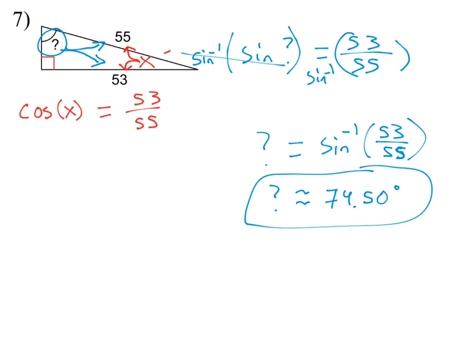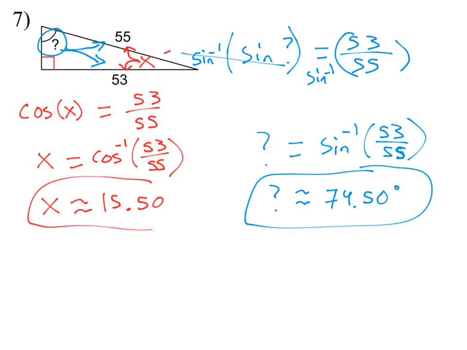If you want to get that x value, again, we're going to do inverse cosine. So x is going to be the inverse cosine of 53 over 55. And you can plug that in your calculator and get that approximate value. Alright, you should have gotten about 15.50. I got 15.4987, which rounds up to be 15.50. And voila, we have our other angle.